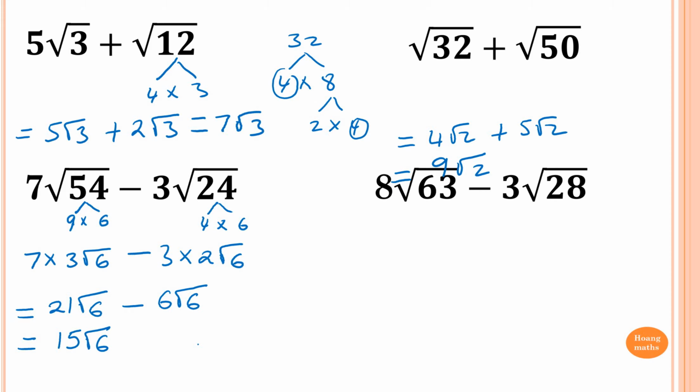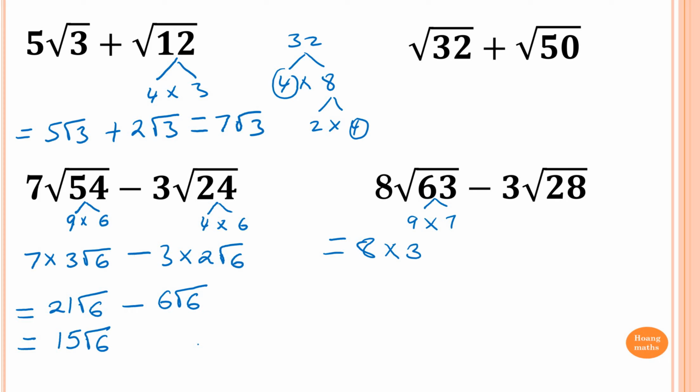Now this one, I just clear square root 9 square root 2 first. In fact I clear the whole lot. Now look. First of all, 63 again is 9. 9 times what? That's right, 9 times 7. So therefore, the answer is 8 times square root 9.